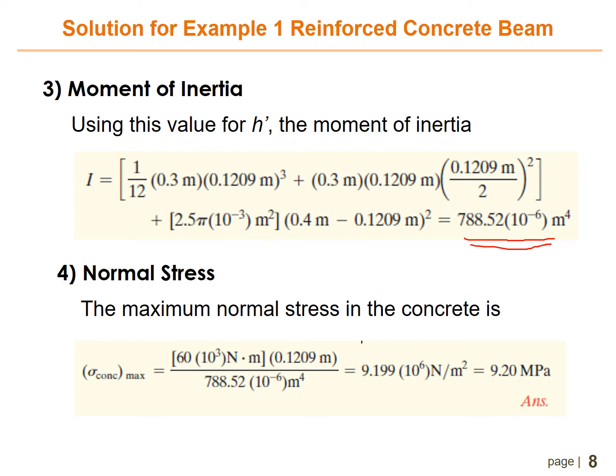And the last step is to find the normal stress. Applying the flexural formula to the transformed section, the maximum normal stress in the concrete is, using the formula M y divided by I, we can get the maximum normal stress in the concrete as 9.2 megapascal.